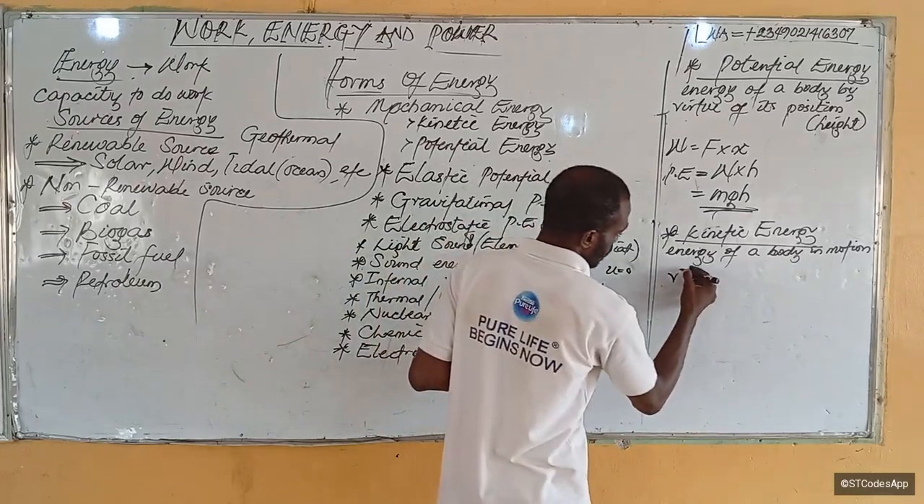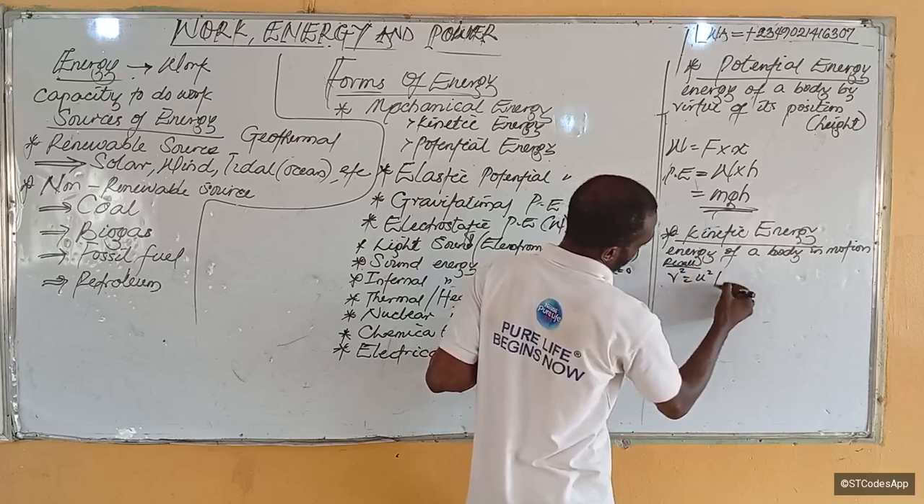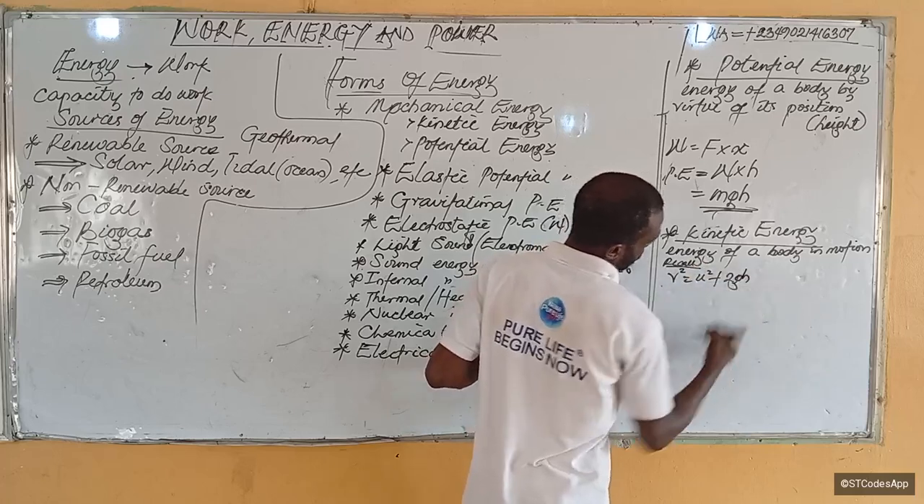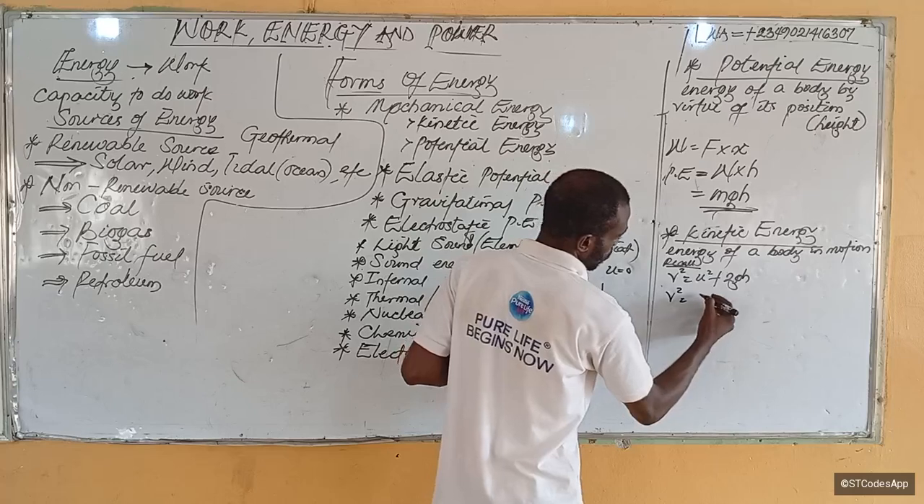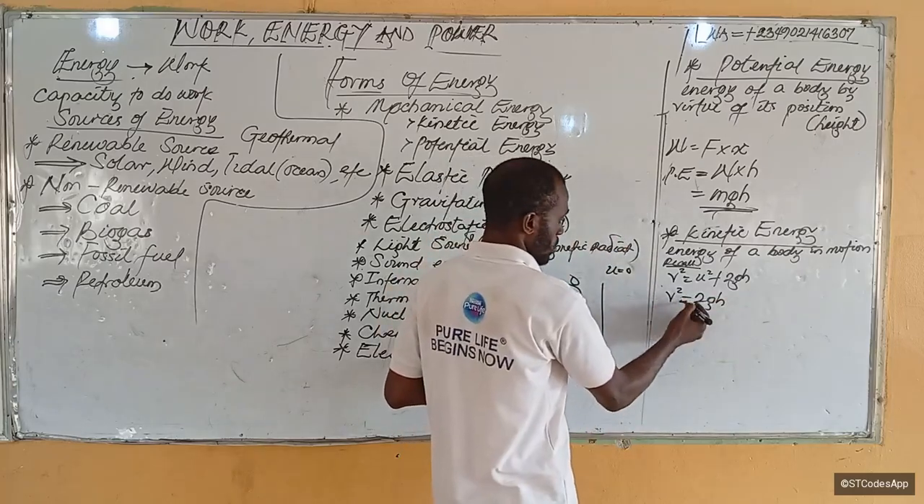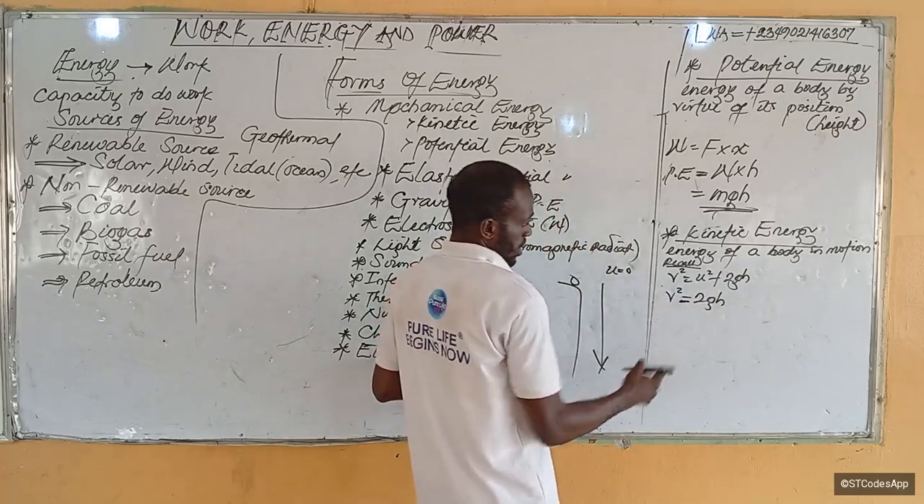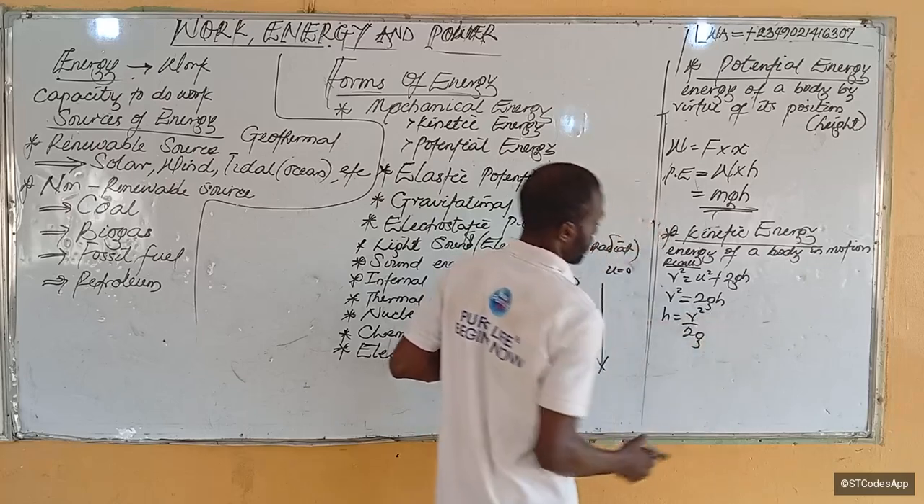Then recall that v squared is equal to u squared plus 2gh. Do you remember? So if this is the case, then u is 0. So v squared is equal to what? 2gh. So if that is the case, then h can be equal to what? v squared over 2g. Is this clear?